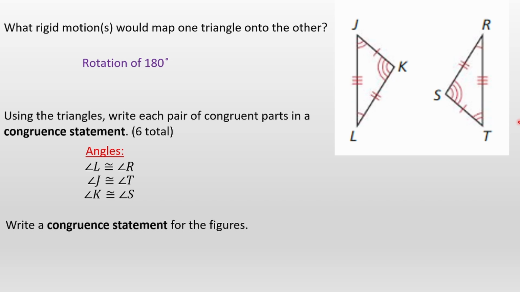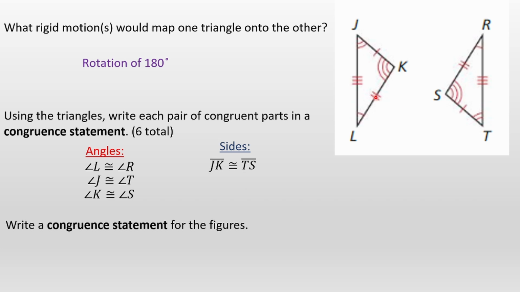Angles are not the only attribute of triangles that we can measure though. We can also measure their side lengths, so we'll look at their sides. Here we see a series of these dashes or tick marks. You see a single tick mark on side JK as well as side ST here. And so I can say that JK is congruent to TS or ST.